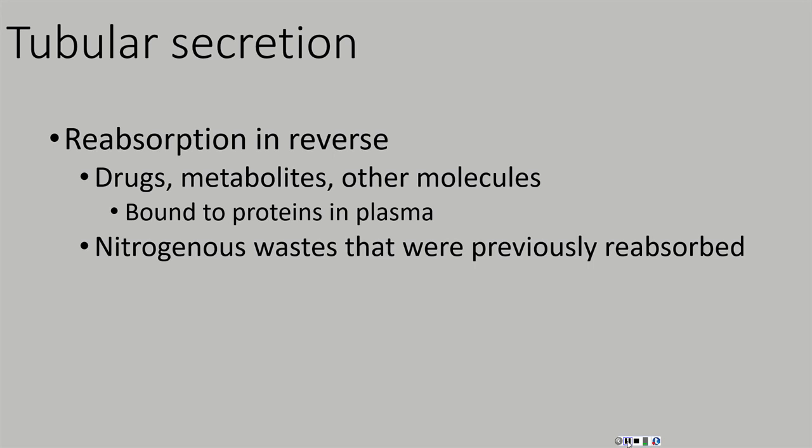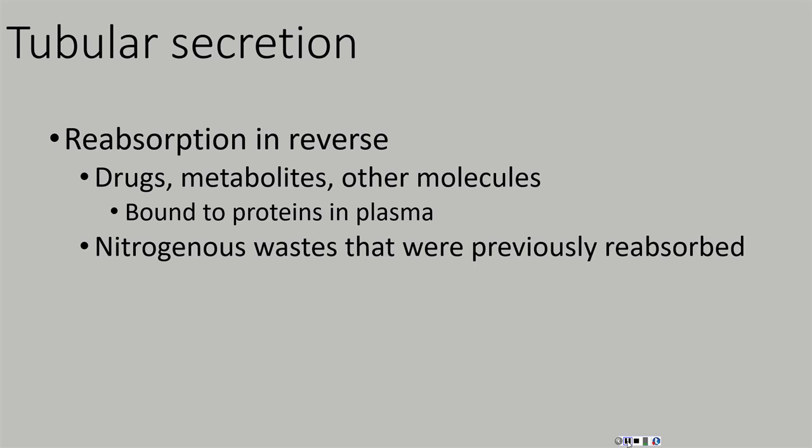So things like drugs, certain metabolites, products that are produced through metabolism, and other molecules. These things, drugs, metabolites, and other molecules, tend to be bound to plasma proteins. Well, if something's bound to a protein in the plasma, remember, proteins are not filtered. So these substances also will not be filtered. If our body wants to get rid of them, then they have to be secreted somewhere later along the nephron.